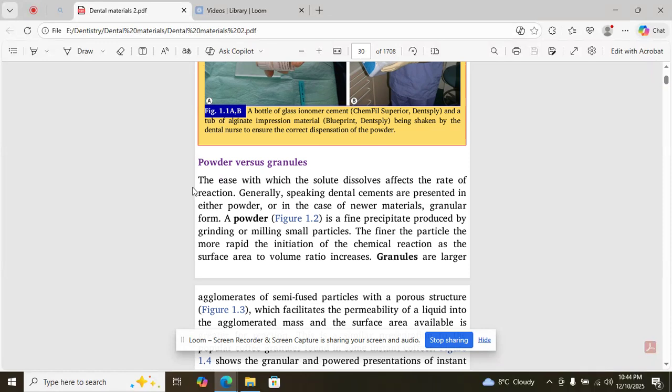Powder versus granules. The ease with which the solute dissolves affects the rate of reaction. Generally speaking, dental cements are presented in either powder or, in the case of newer materials, granular form. A powder is a fine precipitate produced by grinding or milling small particles. The finer the particle, the more rapid the initiation of the chemical reaction as the surface area to volume ratio increases.